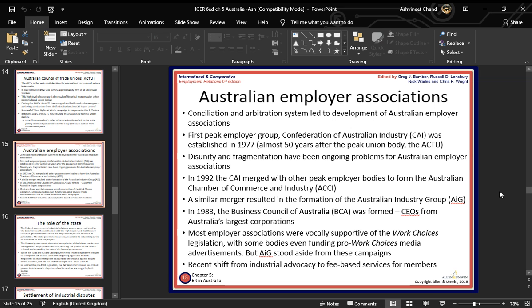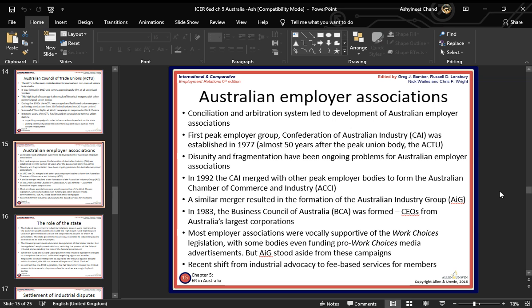You see, in every country, the employer associations were the second ones to form. The first ones to form are always the trade unions. Disunity and fragmentation have been ongoing problems for Australian employer associations. In 1992, the CAI, Confederation of Australian Industry, merged with other peak employer bodies to form the Australian Chamber of Commerce and Industry, ACCI. Now, this is the current umbrella body for employer associations, ACCI, Australian Chamber of Commerce and Industry.